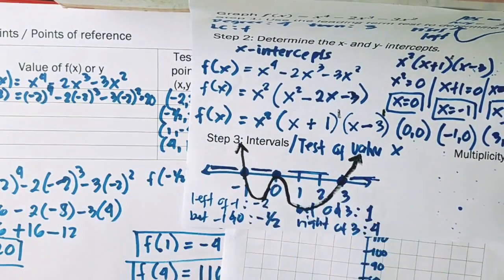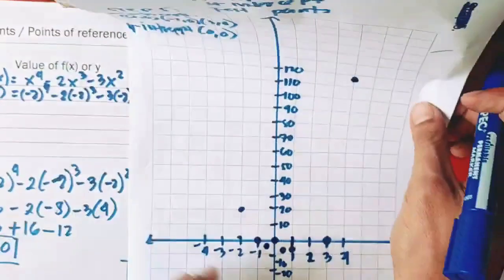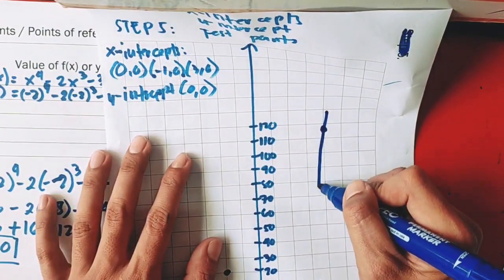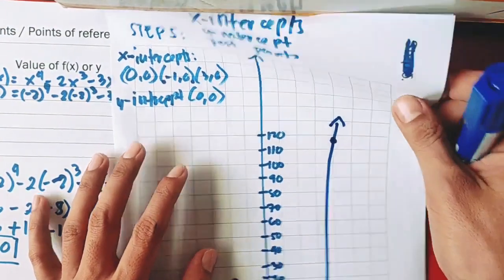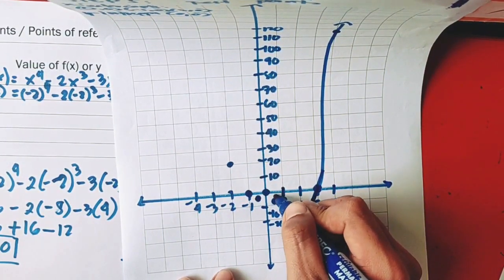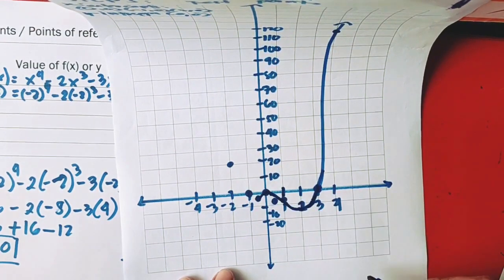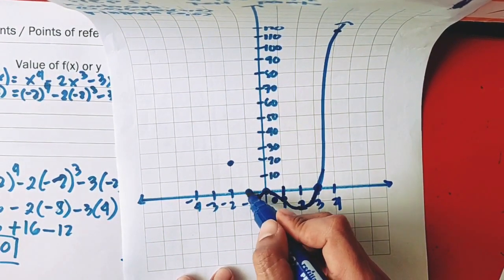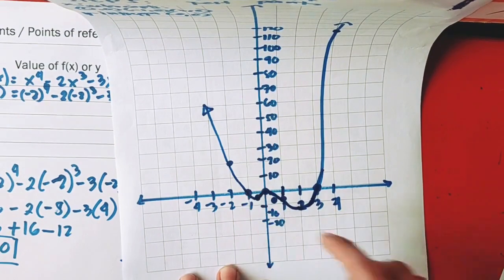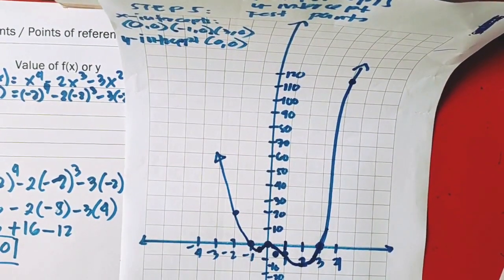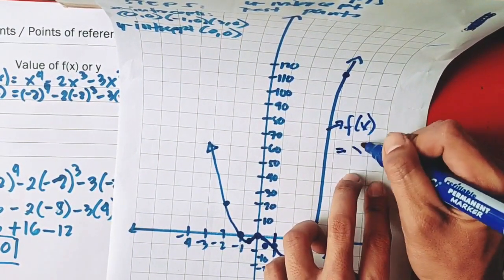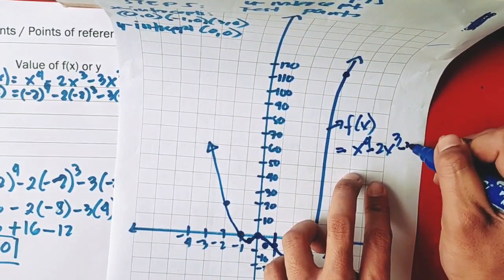Crosses, touches, crosses. So we have here the graph that rises right, touches 0, and crosses negative 1. How many turns? 1, 2, 3 turns. This is now the graph of your polynomial, f(x) = x^4 - 2x^3 - 3x^2.